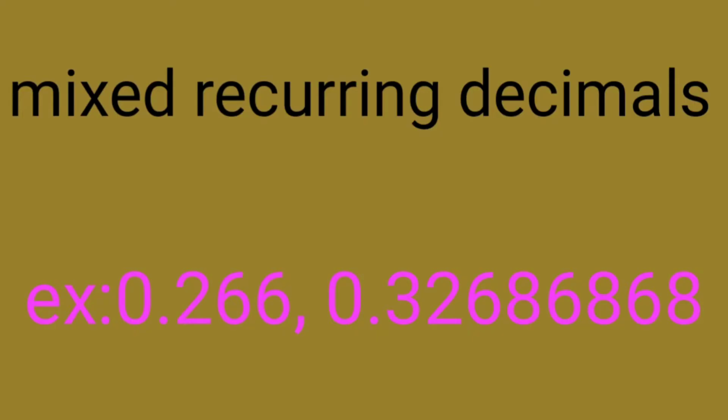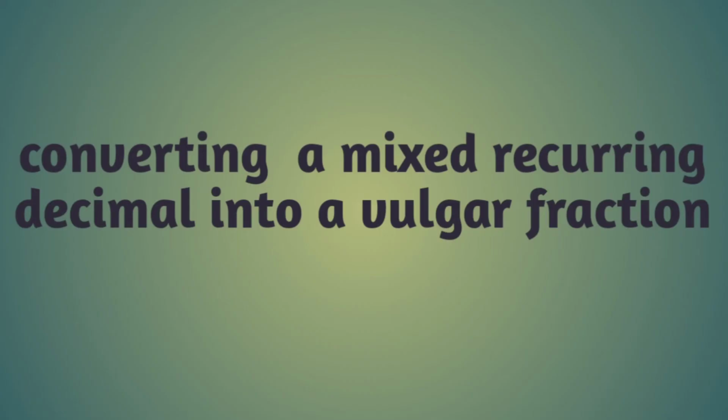Coming to the next one, mixed recurring decimals. A decimal fraction in which some figures do not repeat and some of them repeat is called a mixed recurring decimal. Example 0.266 bar, 0.326868 bar, etc. For better understanding, we have to see some examples. The example of mixed recurring decimal is converting a mixed recurring decimal into a vulgar fraction.